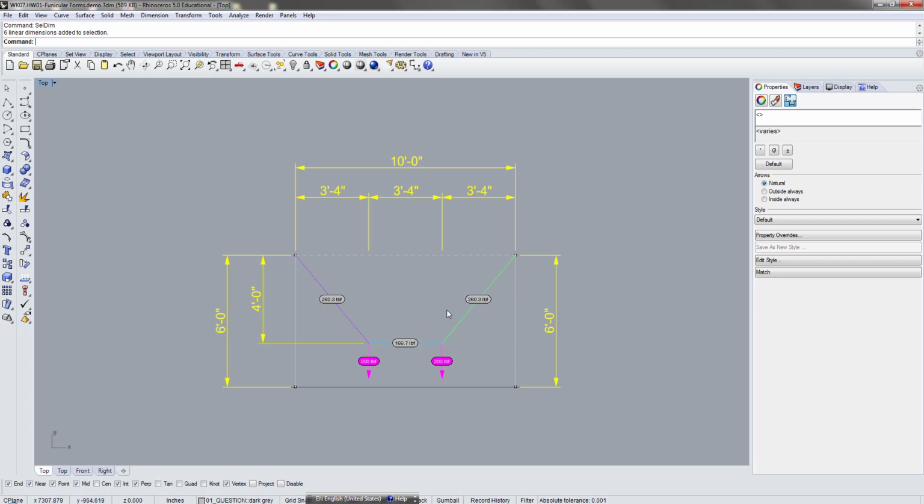So this would be the resulting diagram of the cable taking this shape, and internal forces are as shown, and these are the applied loads.